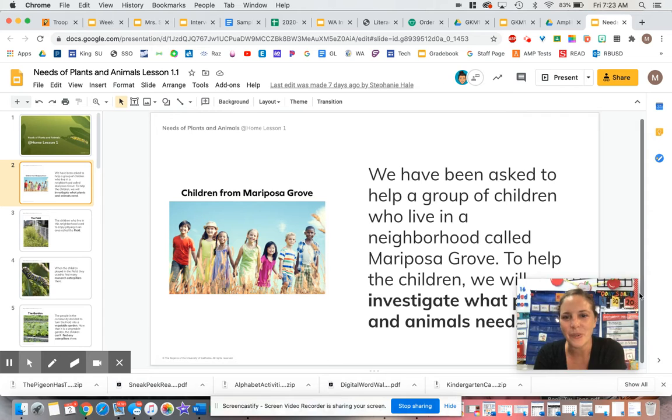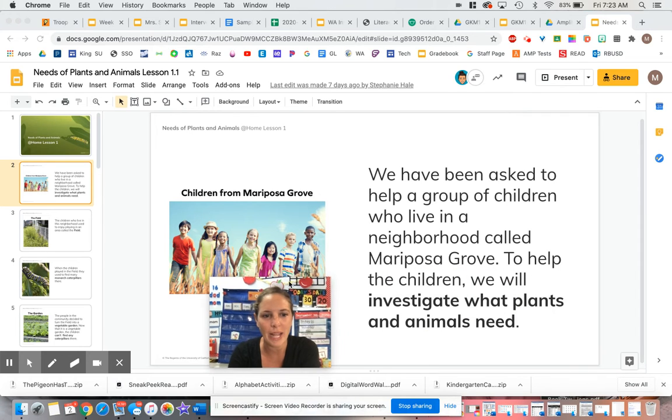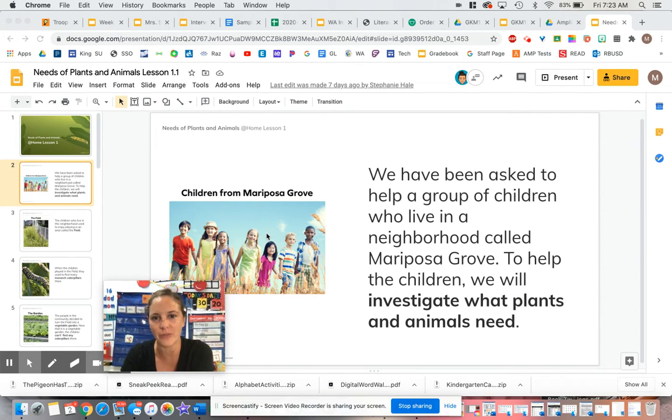Alrighty. So we have been asked to help this group of children right here who live in a neighborhood called Mariposa Grove. And we are going to help the children investigate what all plants and animals need. So we are going to be helpers of these kids from Mariposa Grove.